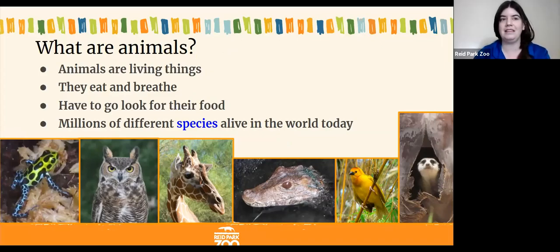So all living things need to be able to eat and breathe. What's unique about animals, and what scientists use to define what is an animal, is that animals have to go and look for their food. And in order to go look for their food, they generally have to be able to adapt very quickly to changing surroundings, either in changing of where they are or where their food might be.